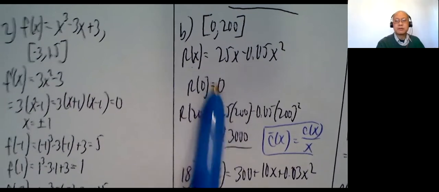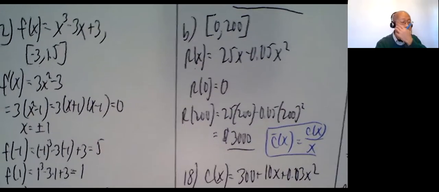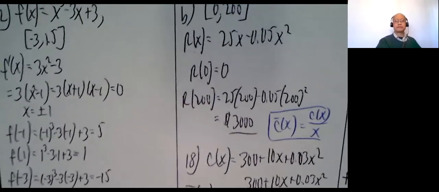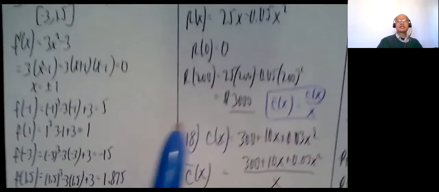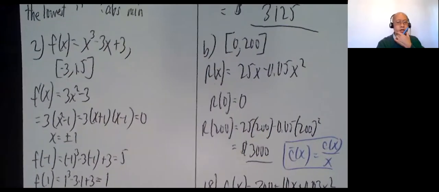So 25 times 200 minus 0.05 times 200 squared. I won't bother to show you the calculation for that. I'll just tell you it comes out to be 3,000. All right, so the maximum in this case, where you can only have a number between 0 and 200, is 3,000.